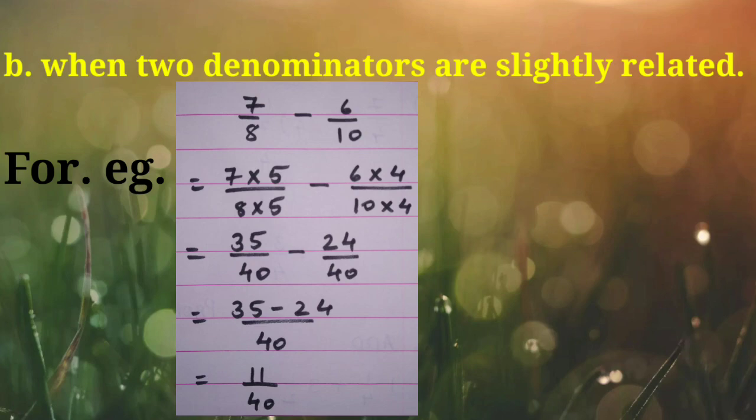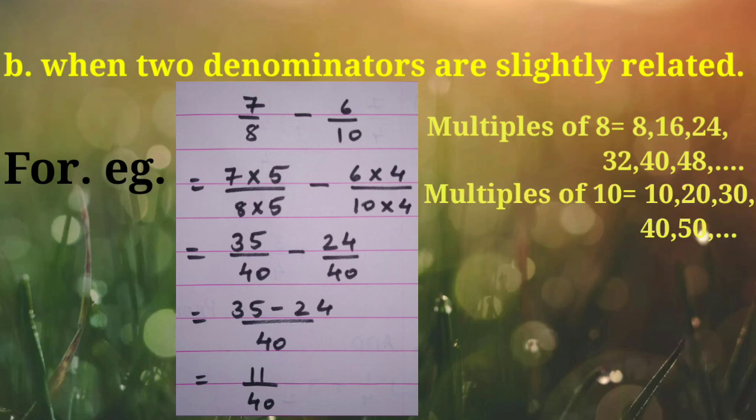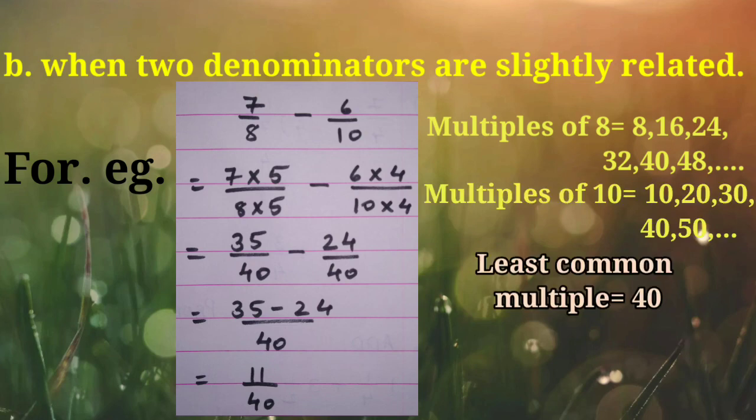In such case, we are expected to find out the least common multiple of both the denominators, for which we first write down the multiples of the denominators 8 and 10 and then choose the least common multiple, which in this case is 40. So 40 will be the denominator required to convert these two fractions into like fractions.